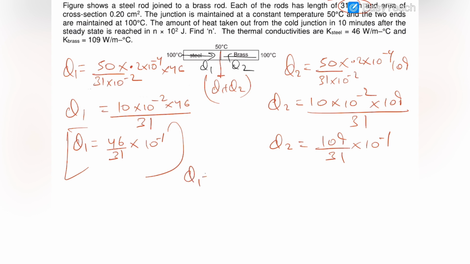So Q1 plus Q2 is equal to (109 plus 46) divided by 310. So this is equal to 155 divided by 310. So Q1 plus Q2 will be equal to 1 by 2.